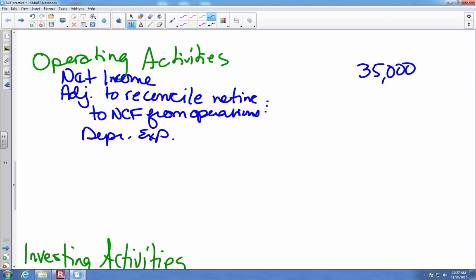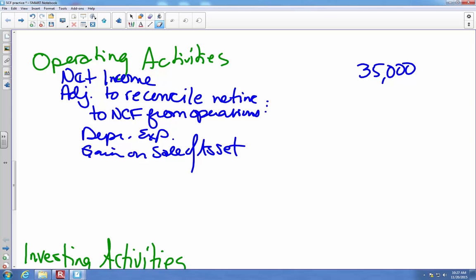So I think there was two things. What did depreciation do on the P&L? Did it drop my net income or increase my net income? It dropped it, right, because it's an expense. Did it take cash? No, so do I add it back or subtract it? Add it back. How much was it?